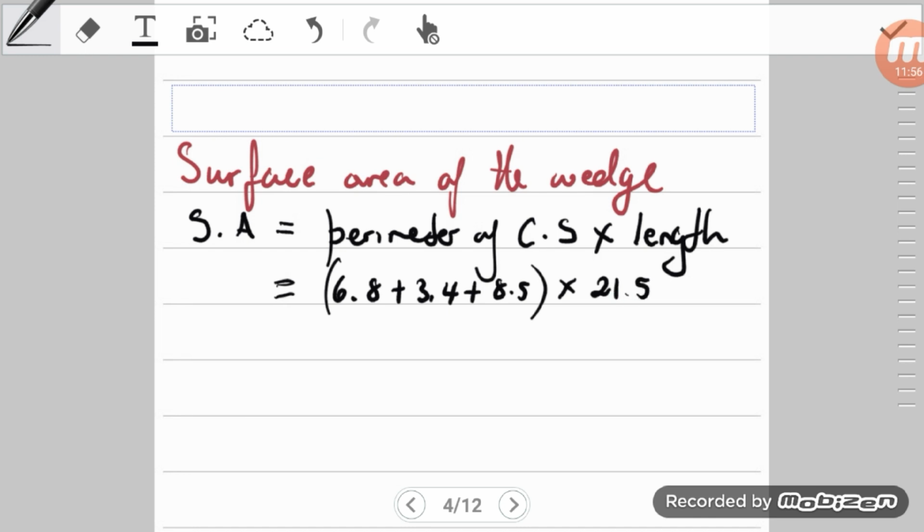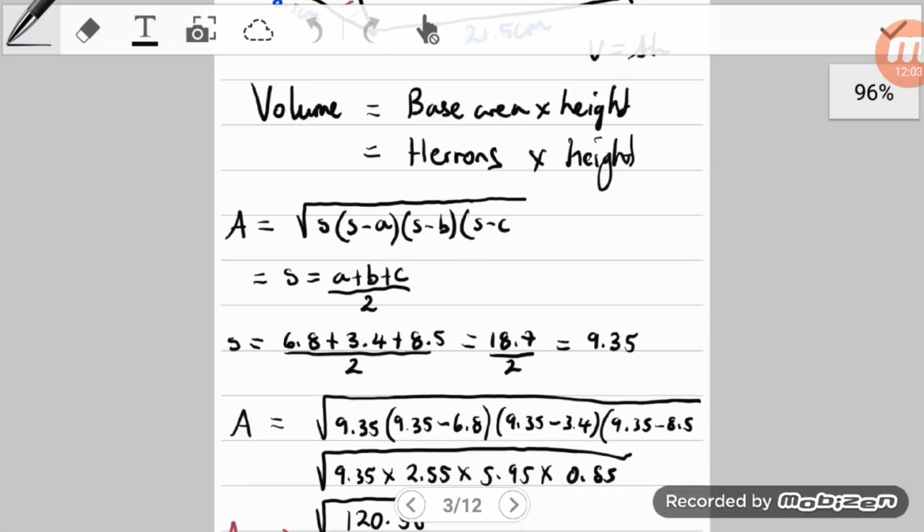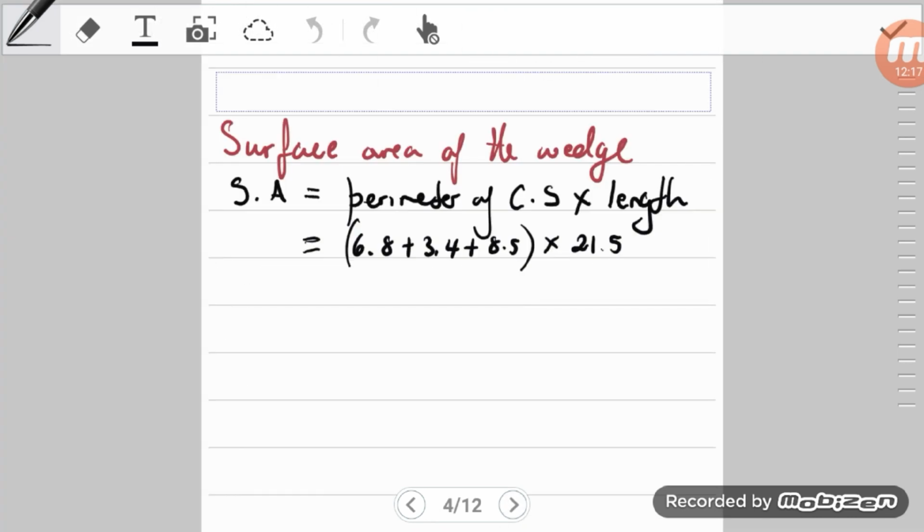Now we can go ahead and add those, but as you can see, a lot of the times when you're doing questions like these, you're going to find that a lot of the work has already been done. If you look here, we had already added the 6.8, the 3.4 and the 8.5, and we had earlier gotten 18.7. So if you wish to go ahead and add it again just to confirm, you can, but it's already done for you.